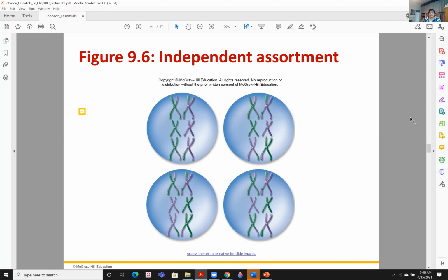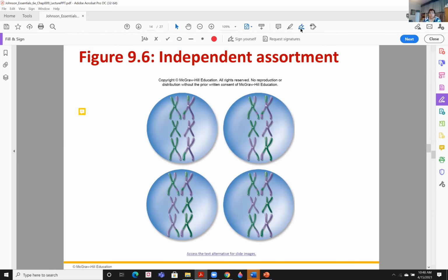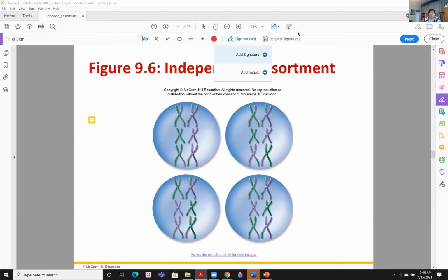Oh, that's not what I wanted to do. I wanted to put some text in there. Nope, not add a signature. Oh, here we go. This is what I want to do. Okay, that's what I want to do.